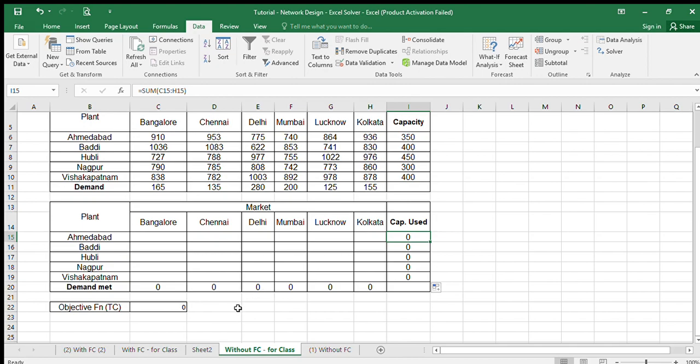Once this is done, we will go to the Data tab, and go to Solver.